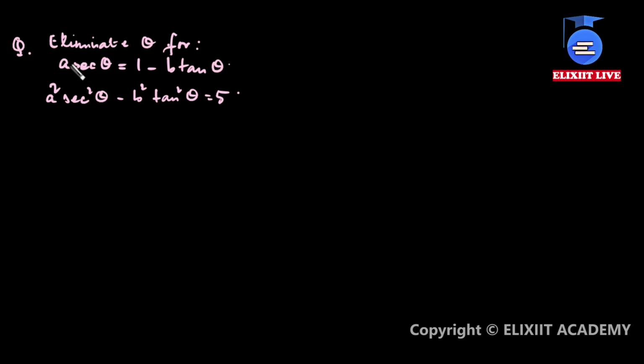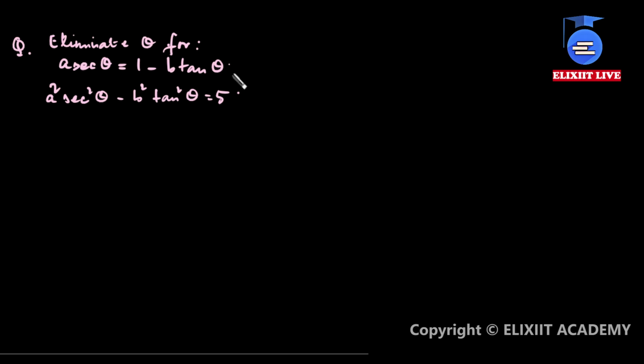No one has done it. A square minus 2b square is equal to 7. So let's verify. Since I don't have the answer, let's verify this thing. Acha, so what do you have? A sec theta. You have to eliminate theta, which means you have to bring something in terms of only a and b.